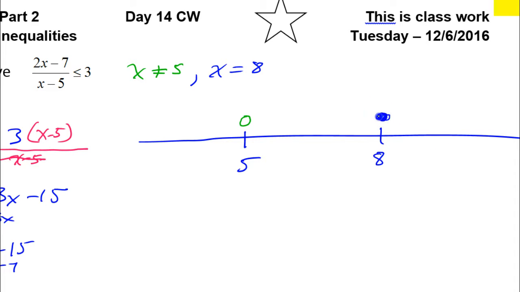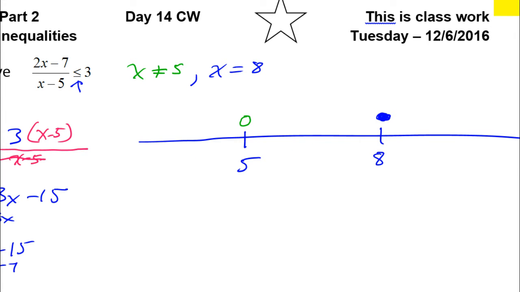Why? Because of the less than or equal to. The or equal to part of the less than or equal to means include the 8 because the 8 is where the function is equal. Okay, so we want to include that.